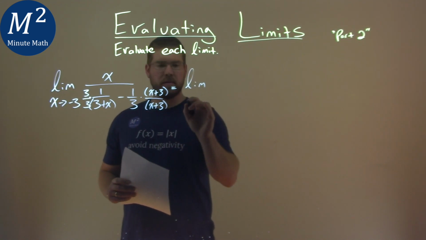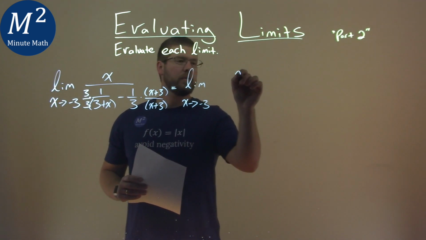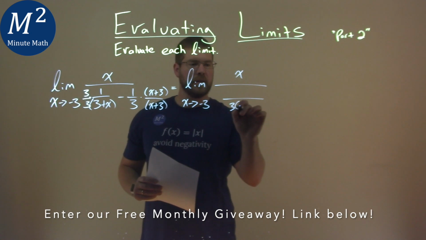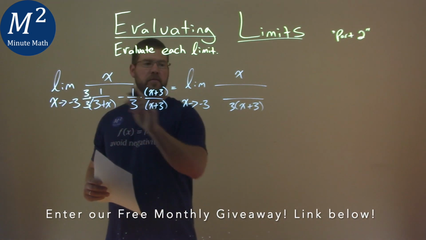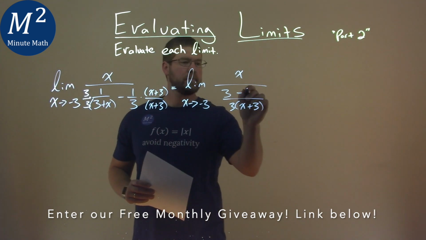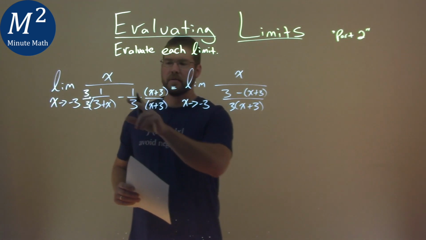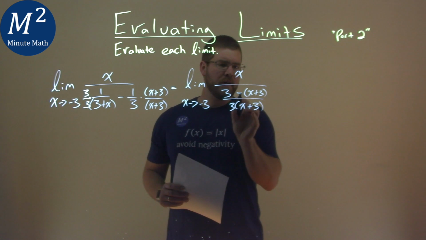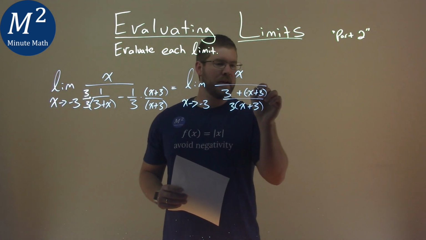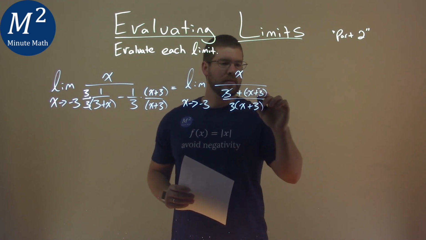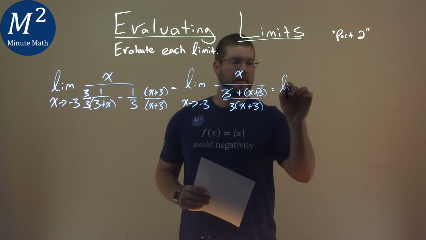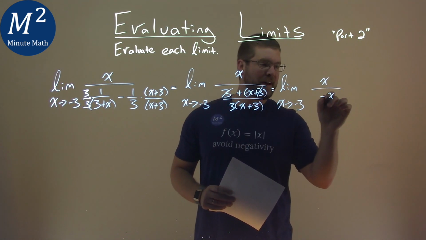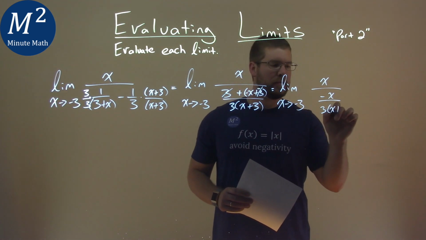We have the limit as x approaches negative 3 of x over. Now notice we'll have the same denominator, 3 times x plus 3. The numerator is just a 3 minus this x plus 3, like so, because 1 times x plus 3 is x plus 3. Now hopefully you can see this here, but that negative sign, if we bring it into both parts, we have a negative x and a negative 3 here. These will cancel. And so we're left with the limit as x approaches negative 3 of x over negative x over 3 times x plus 3.